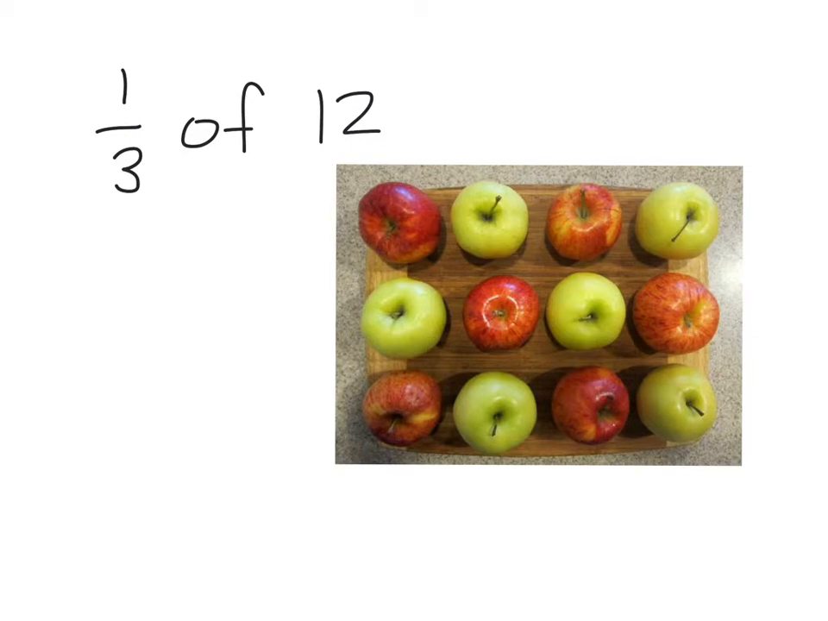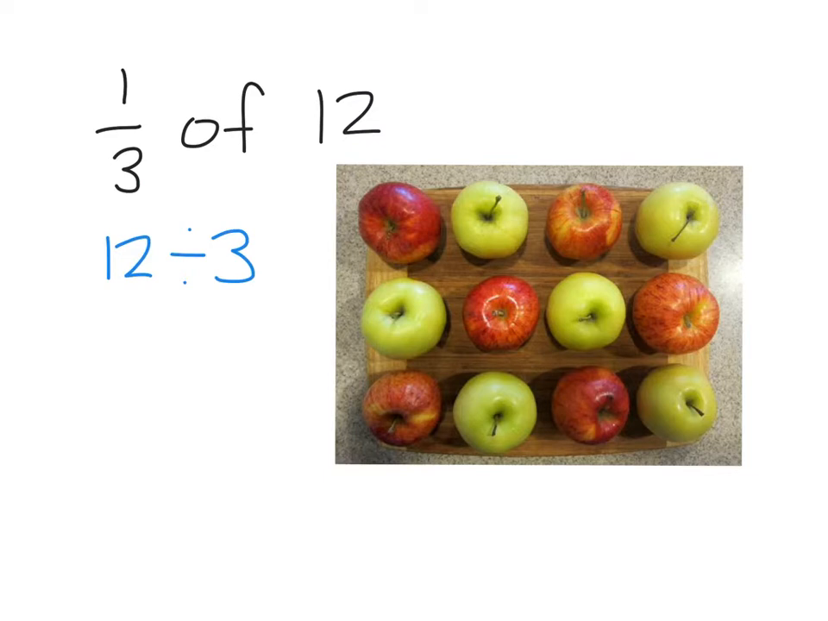1/3 of 12 is the same as saying what's 12 divided into 3 equal sets, because my denominator tells me how many equal parts I want to divide the whole into. And my whole is 12. So I want to divide my 12 into 3 equal parts.